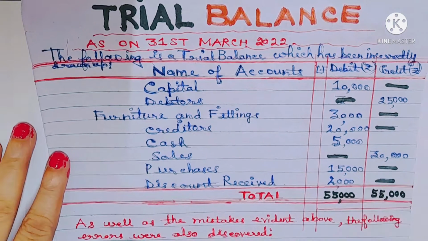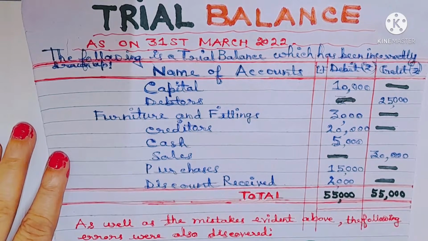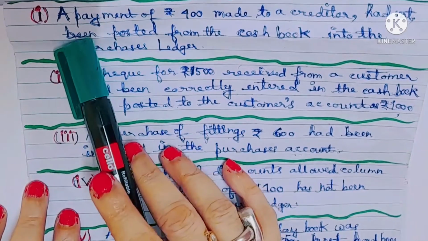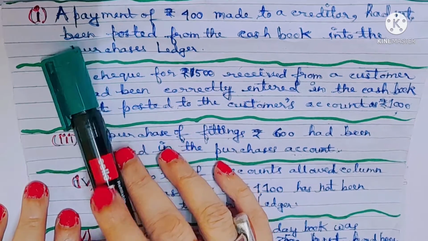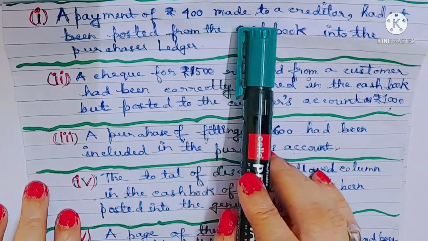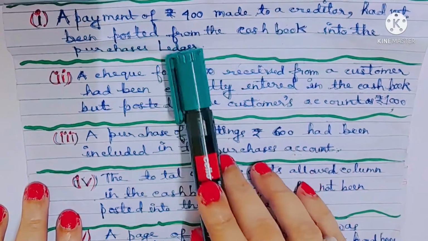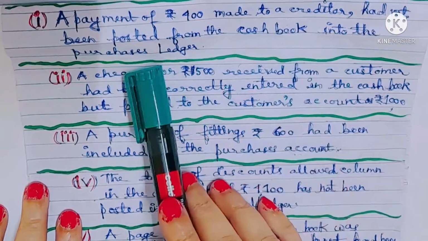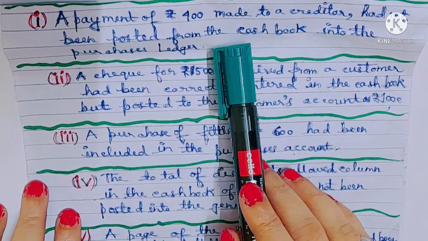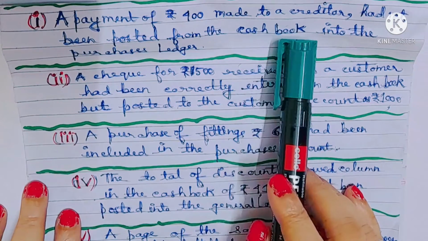Let's go through it. As well as the mistakes evident above, the following errors were also discovered. So let's go through the errors. Number one adjustment: a payment of rupees 400 made to a creditor had not been posted from the cash book into the purchases ledger. That means the payment of 400 to the creditor was not deducted from the creditor.